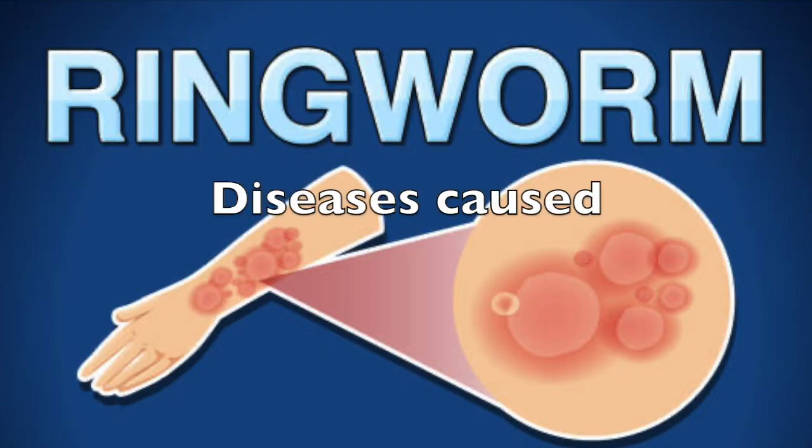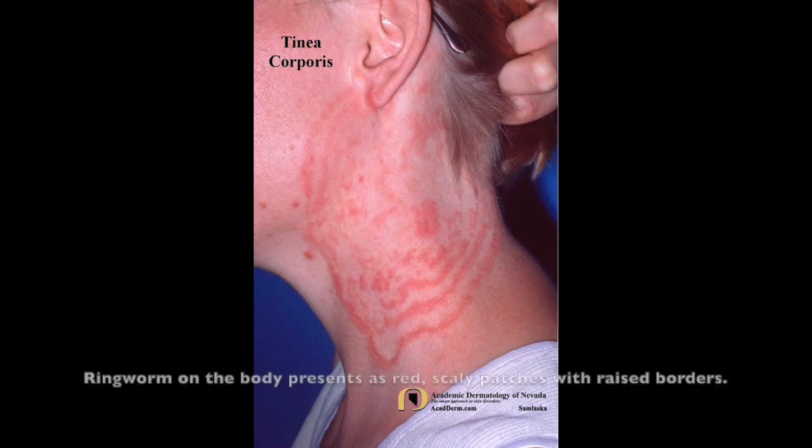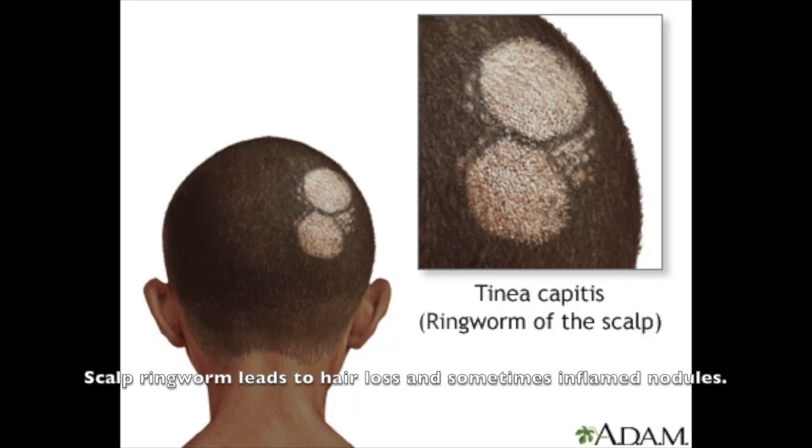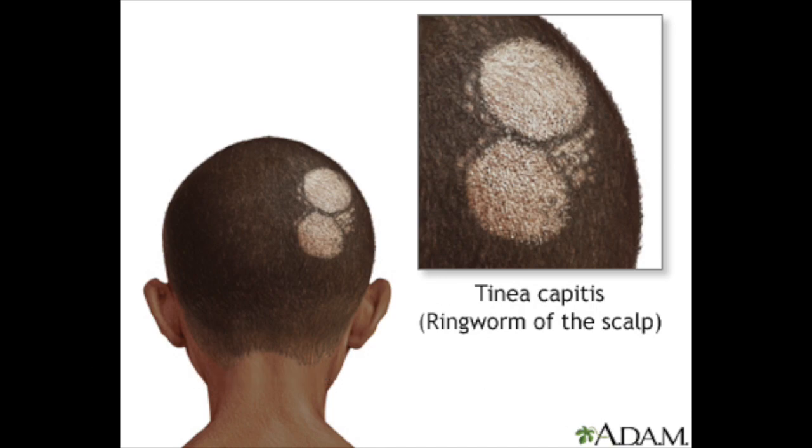There are several diseases that are caused by ringworm. The first is tinea corporis. It is a ringworm on the body that presents as red, scaly patches with raised borders. The second is tinea capitis, which is ringworm on the scalp, which leads to hair loss, scaling, and sometimes inflamed nodules or pustules.